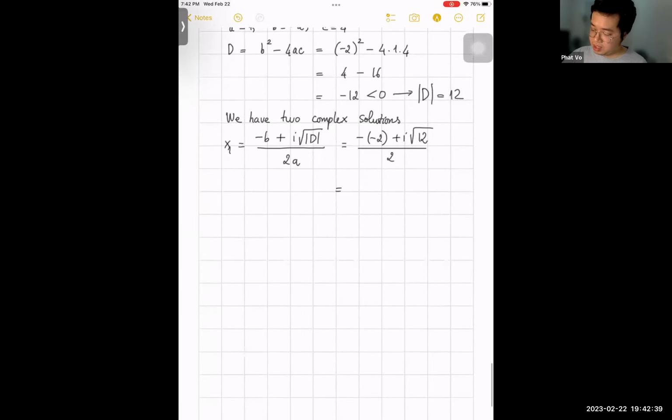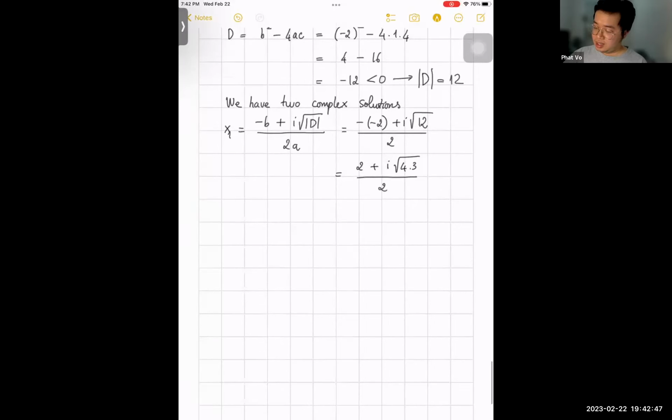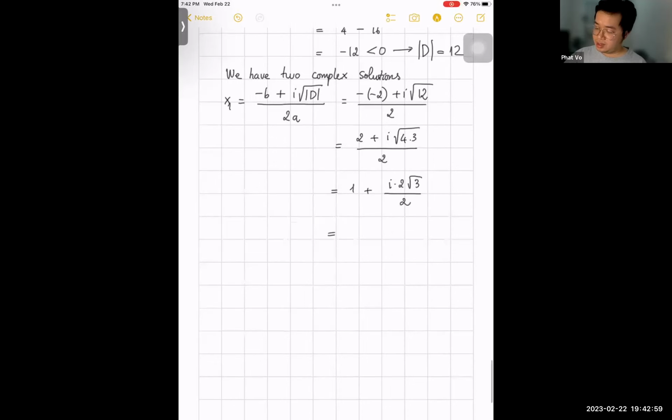It should become 2 plus i times the square root of 4 times 3. Similarly, 2 over 2 is 1, right? The square root of 4 is 2, right? Square root of 3 over 2. And when you simplify this, it should be i times the square root of 3. Okay, this is the first solution.